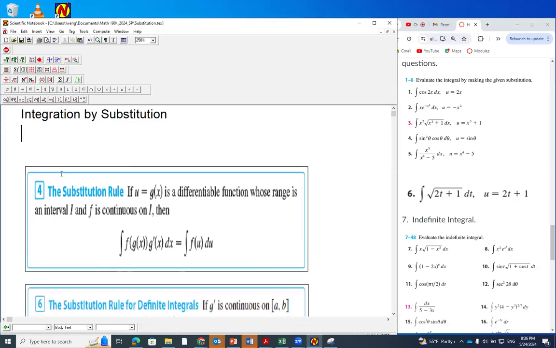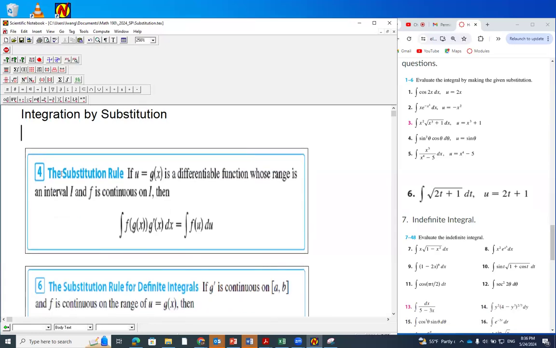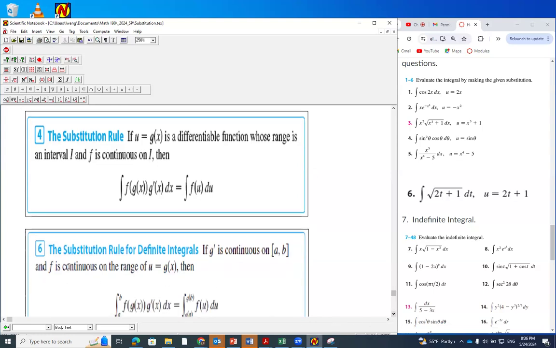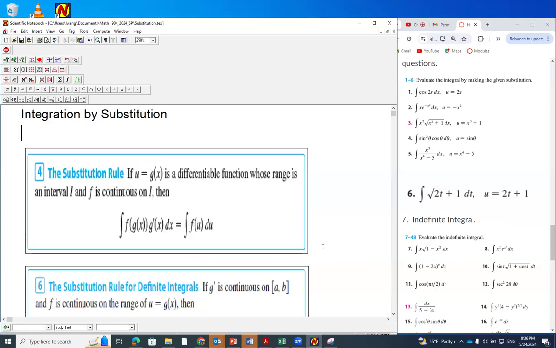There are actually two versions of the substitution rule. There's one version for the indefinite integral, which is this version, and the other one is for the definite integral. This latter one has more things to take care of, but the idea is the same. They both are about finding families of antiderivatives or finding the area underneath the curve. Okay, so let's start from the first one.